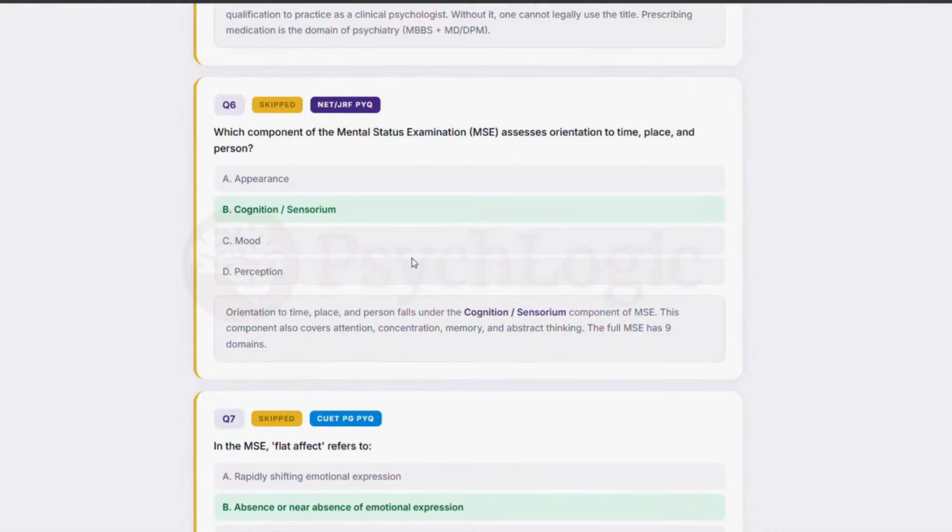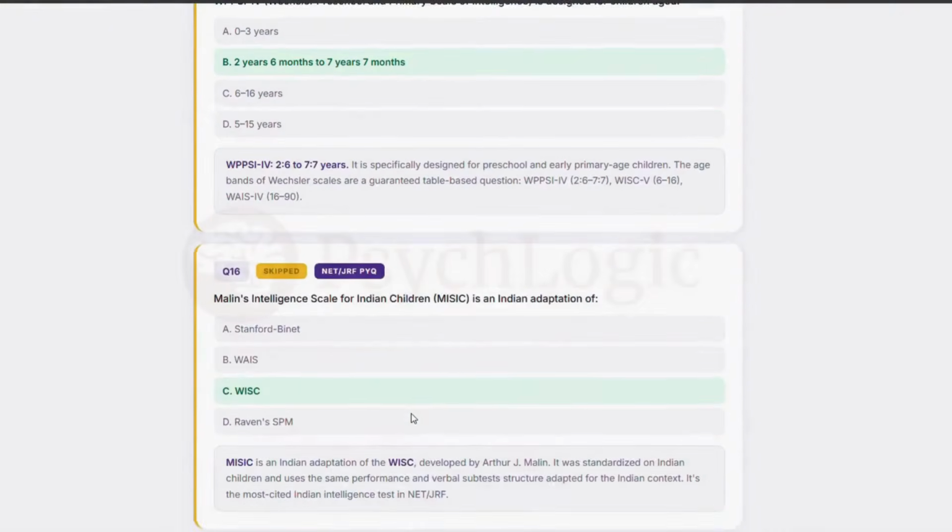And I hope that you understood this module properly. Okay, now go and attempt the mock test.